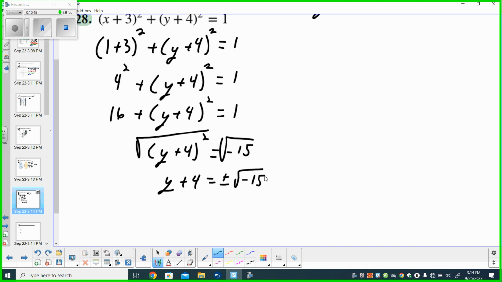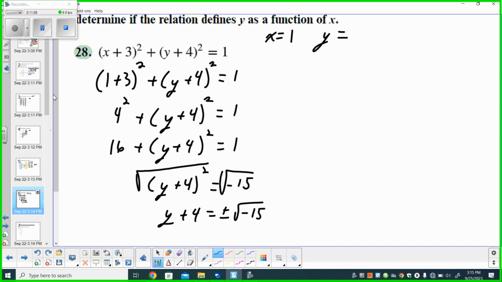Now, a couple things I want you to note here. Obviously, we can't take the square root of a negative. That would give us an imaginary answer. But what I want you to see in a pattern here is no matter what number I choose for x, when I go about solving for it, I'm going to have to take the square root of the result. And if I ever have to take the square root, I always get two answers. So anytime that your y value is squared, it is not going to be a function.